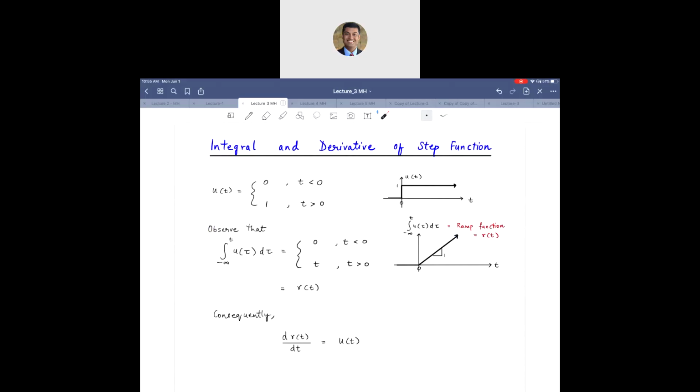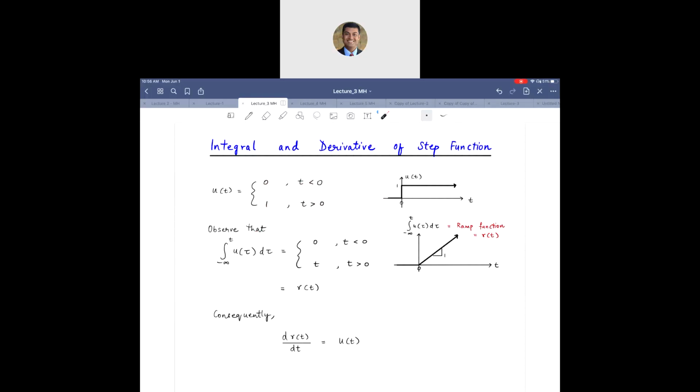The integration and the derivative of step functions. Now, I hope that there are some alarm bells going off in your head, because we have already said there is a discontinuity in the step function, and it should not be a differentiable function. So there is going to be a problem, which is why we need to address it. So u of t, which is the step function that we are considering, again 0 for time less than 0, and 1 for time greater than 0. It is sketched up over here.